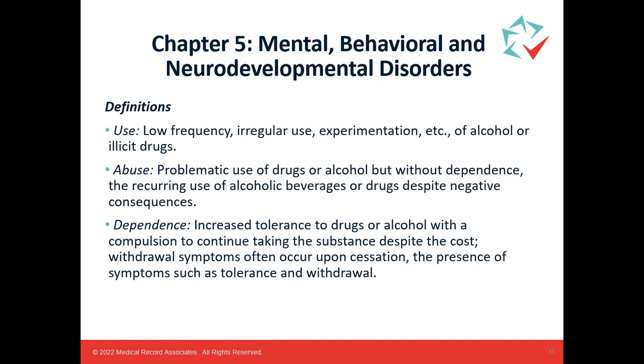So let's go through the definitions first of use, abuse, and dependence. First of all, use is low frequency, irregular use, which could be known as experimentation of alcohol or illicit drugs. Abuse is problematic use of drugs or alcohol, but without dependence: the recurring use of alcoholic beverages or drugs despite negative consequences. And then dependence is increased tolerance to drugs or alcohol with a compulsion to continue taking the substance despite the cost. Withdrawal symptoms often occur upon cessation, in the presence of symptoms such as tolerance and withdrawal. So again, 3 different codes, 3 different uses: use, abuse, or dependence. You need to know the difference between all 3 of those.